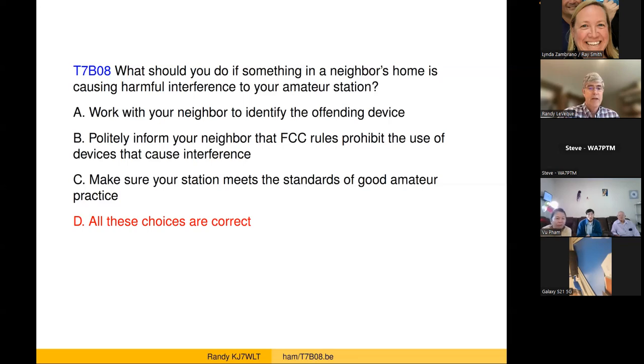And then you should also make sure your own station meets the standards of good amateur practice, so that you're not doing anything wrong that might be interfering with your own ham radio experience, and that the problem really is coming from your neighbor and not from yourself. So all of these choices are correct.